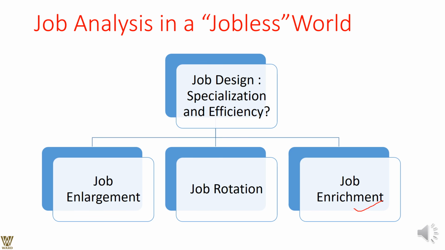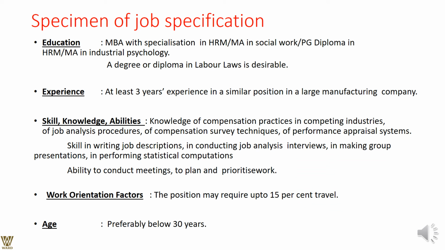We can alternatively, if not enrich, rotate from one job to another: one job for 6 months, the next job for 6 months, another job for 6 months, and so on and so forth. Or we can simply expand the scope of the job. So he or she does whatever he or she is doing, that's the core of the job activities. But apart from those job activities, he or she takes on new other activities for his or her benefit. So that is all about job enlargement, job rotation, and job enrichment.